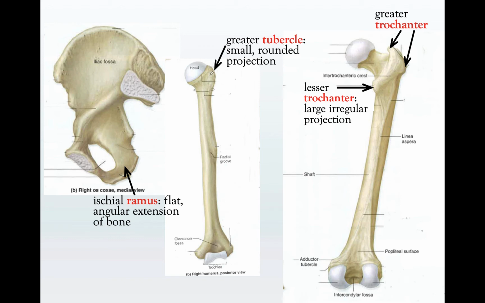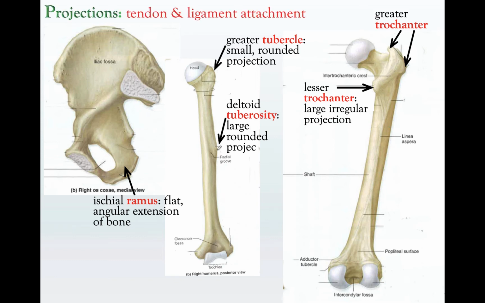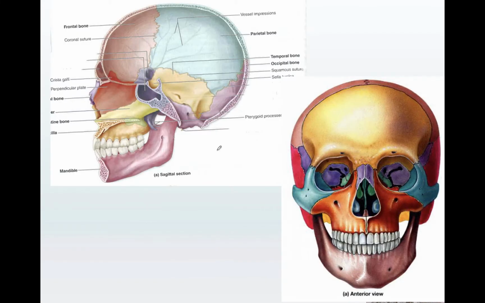And we already looked at the greater tubercle on the humerus. Remember, we looked at that intertubercular sulcus. And then here is the deltoid tuberosity, and again, a larger rounded projection. This is where the deltoid tendon attaches to the humerus. And so again, we're looking at more projections. And these projections provide attachment sites for tendon, muscle to bone, and ligament, bone to bone.